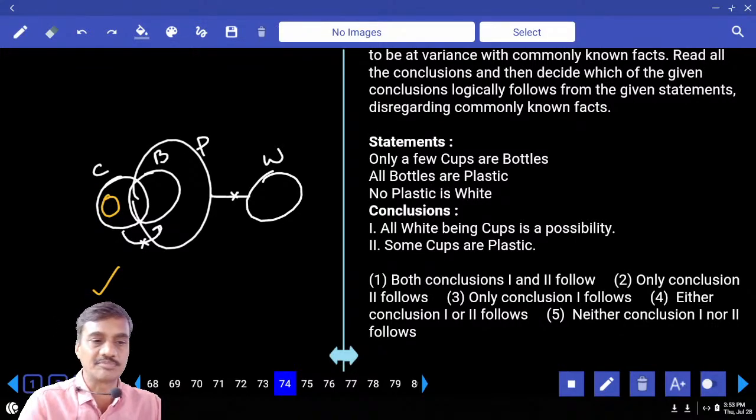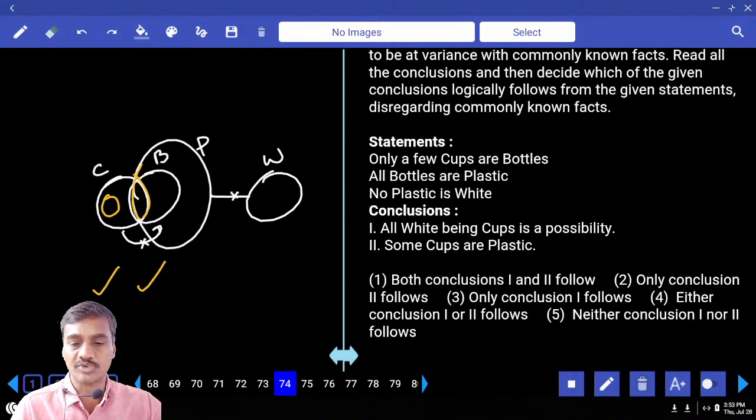And some cups are plastic. Cup is here, plastic is here, that is also definitely true. Hence both the conclusions are true, both 1 and 2. Choice 1, question number 74.